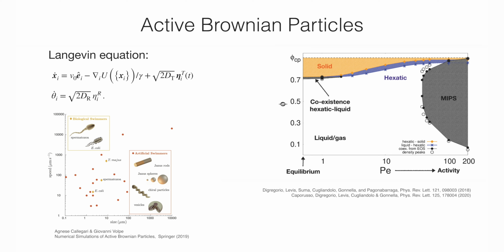And you see when you have a low activity and a low volume fraction, this is a liquid or a gas. If you increase the activity or the volume fraction, you get into a phase that's called MIPS, the one that we talked about, motility-induced phase separation. If you make the volume fraction very high, these systems also have solid phases or hexatic phases. These are particular phases in 2 dimensions that have quite a range of interesting properties like topological defects. And I want to focus on this region where you have phase separation.